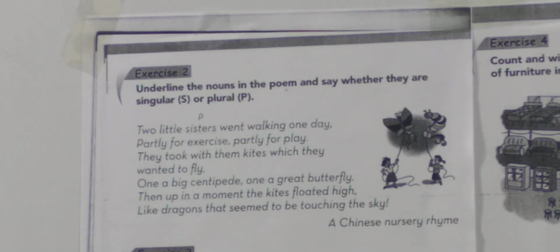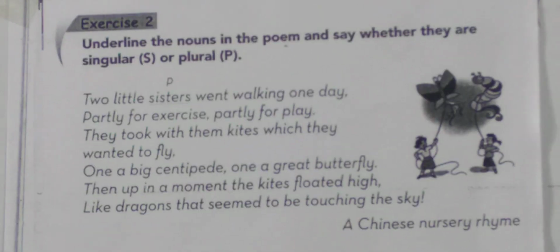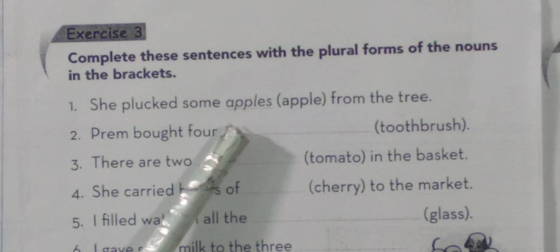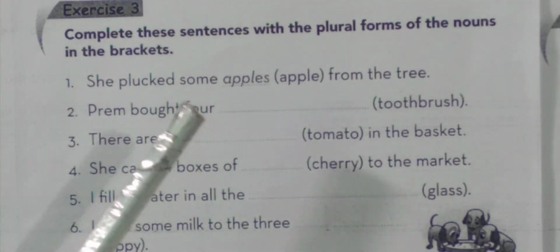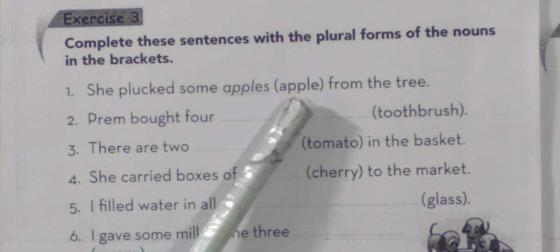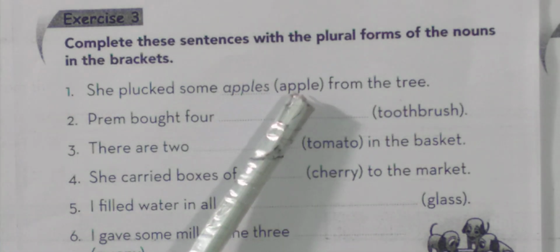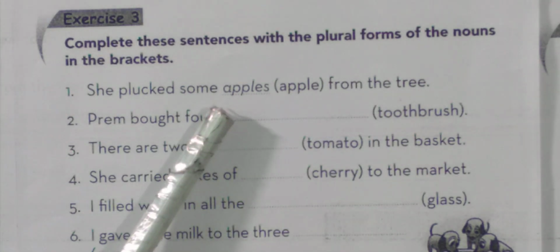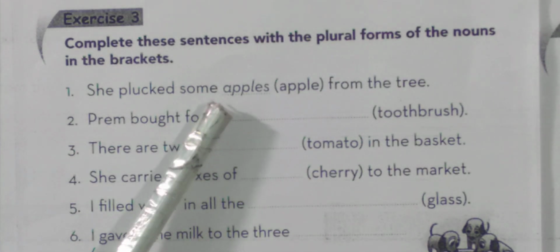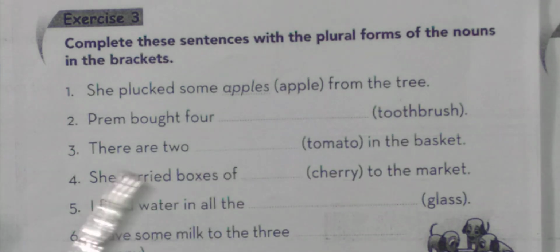So, what is in exercise number 3? Complete these sentences with the plural forms of the nouns in the brackets. There are some nouns in the brackets and you need to make them plural. That means you will fill in the gaps with the plural forms of the nouns which are given in the bracket. Now look, she plucked some apple from the tree. Apple is in the bracket and the first one has been done here in your book. So, what is the plural form of apple? Yes, we all know it will be apples, right? We will add s to make it plural.